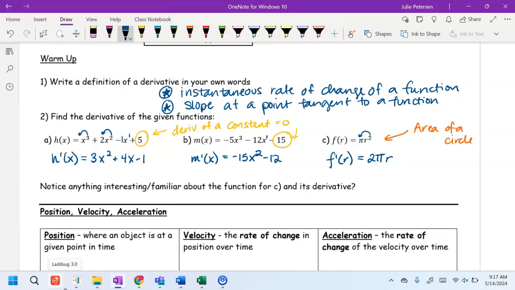All right, so take a look at that and see if you remember what 2 pi r represents. If you don't remember, 2 pi r is the circumference of a circle.